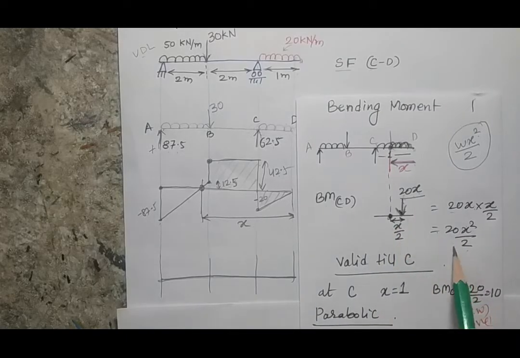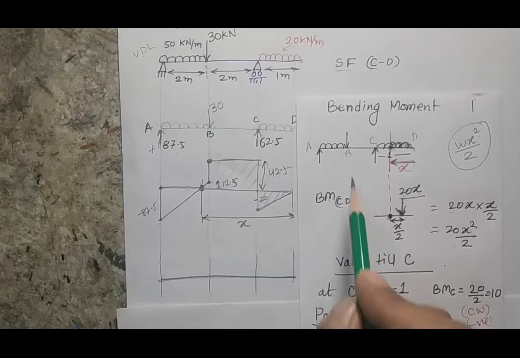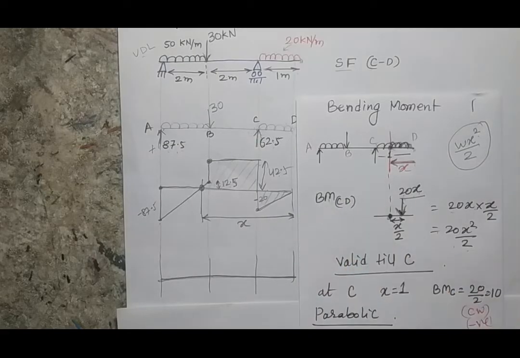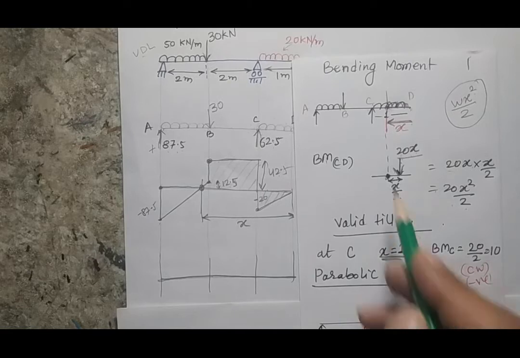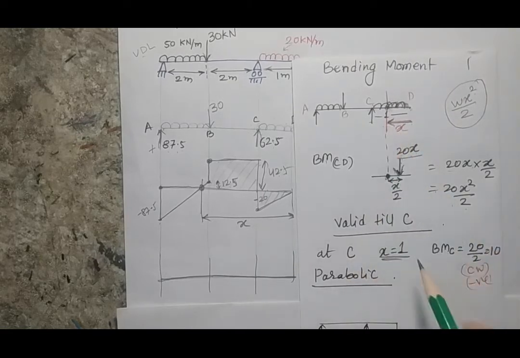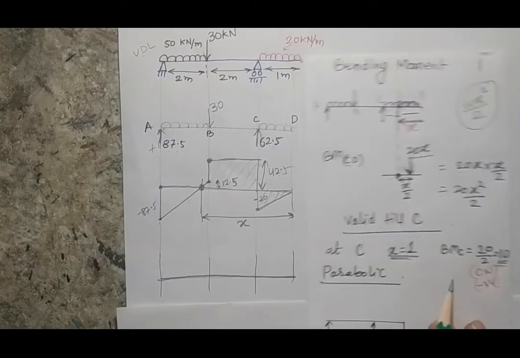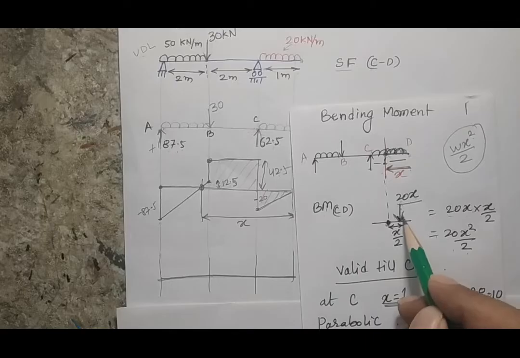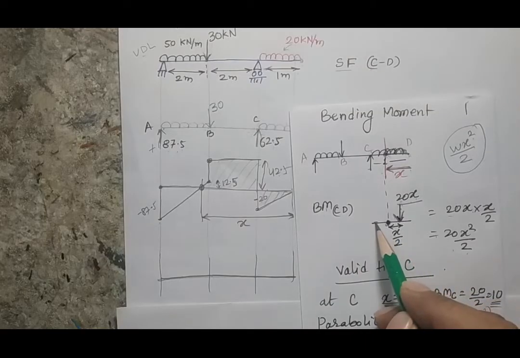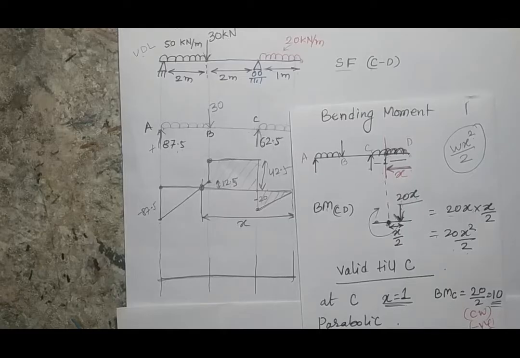This equation is valid till point C. So if I calculate the bending moment at point C, I will put x equal to 1, because the total length is 1. When I put x equal to 1, my bending moment comes out 10 kilonewton meter. But for the sense of the bending moment, as the force is acting in the downward direction and I am interested in the moment at this point, it will have a clockwise sense, so it will be negative.